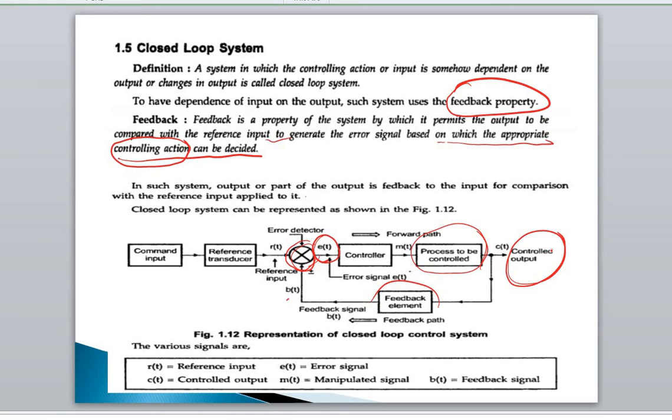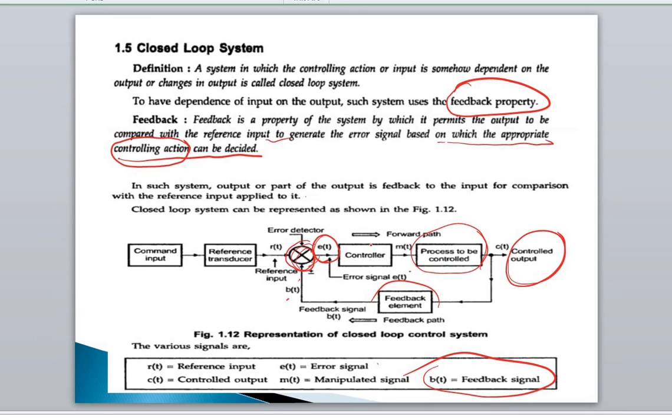So here the various signals are R of t, reference input; E of t, error signal; C of t, controlled output; M of t, manipulated signal; B of t, feedback signal. So this feedback comes into the picture here. What happens in a closed loop control system? The output C of t is measured. Then it is fed back to the comparator or error detector here. The error detector or comparator is also receiving the reference input signal. Both are compared. If there is any lacuna, if there is any problem, an error is generated.